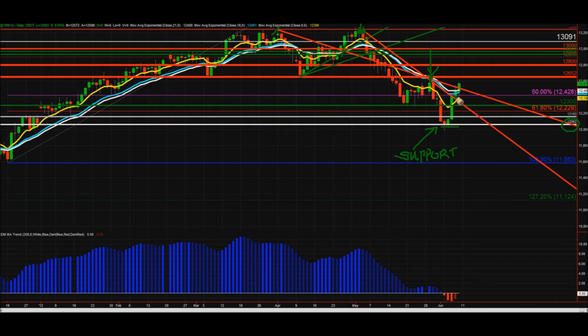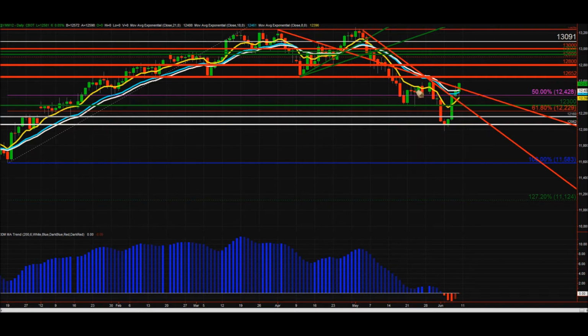We were looking for a rally back into resistance, either at the 12,300 level, where we initially found resistance intraday, but ultimately around the 12,428 level, which is a 50% retracement of this low to this high. So basically what we had was this move here, we had the retracement here, and we were looking for support in here, but we were looking for it to really fail somewhere around there.